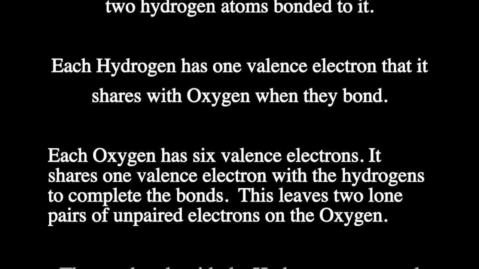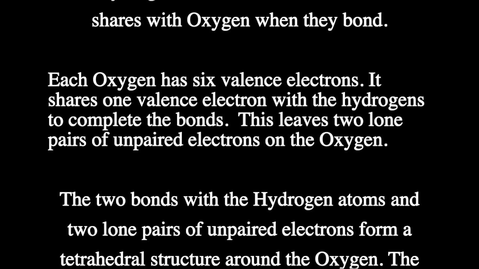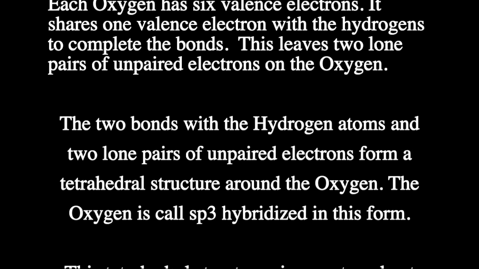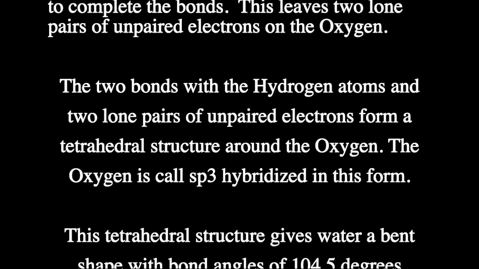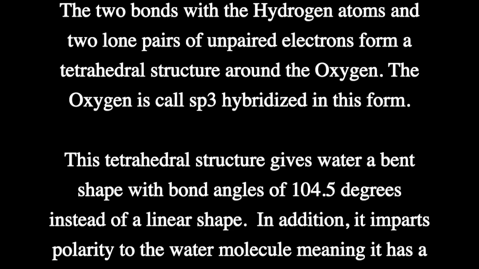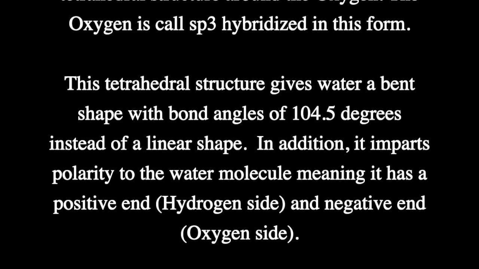Oxygen has 6 valence electrons. It shares 1 valence electron with each hydrogen to complete the bonds. This leaves 2 lone pairs of unpaired electrons on the oxygen. The 2 bonds with the hydrogen atoms and 2 lone pairs of unpaired electrons form a tetrahedral structure around the oxygen. The oxygen is called sp3 hybridized in this form.